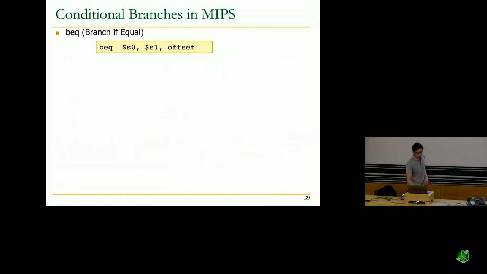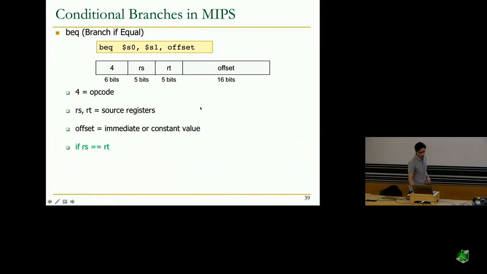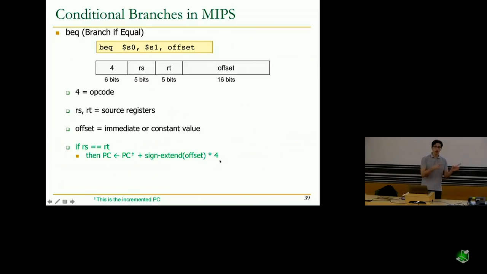We have 2 registers that are going to be compared, 2 source registers, RS and RT, and we are going to use this offset to do some kind of PC relative addressing. So we calculate the branch target address using the incremented PC plus the sign-extended offset, and also recall that this times 4 is because MIPS is byte addressable memory, and we simply shift 2 positions to the left.